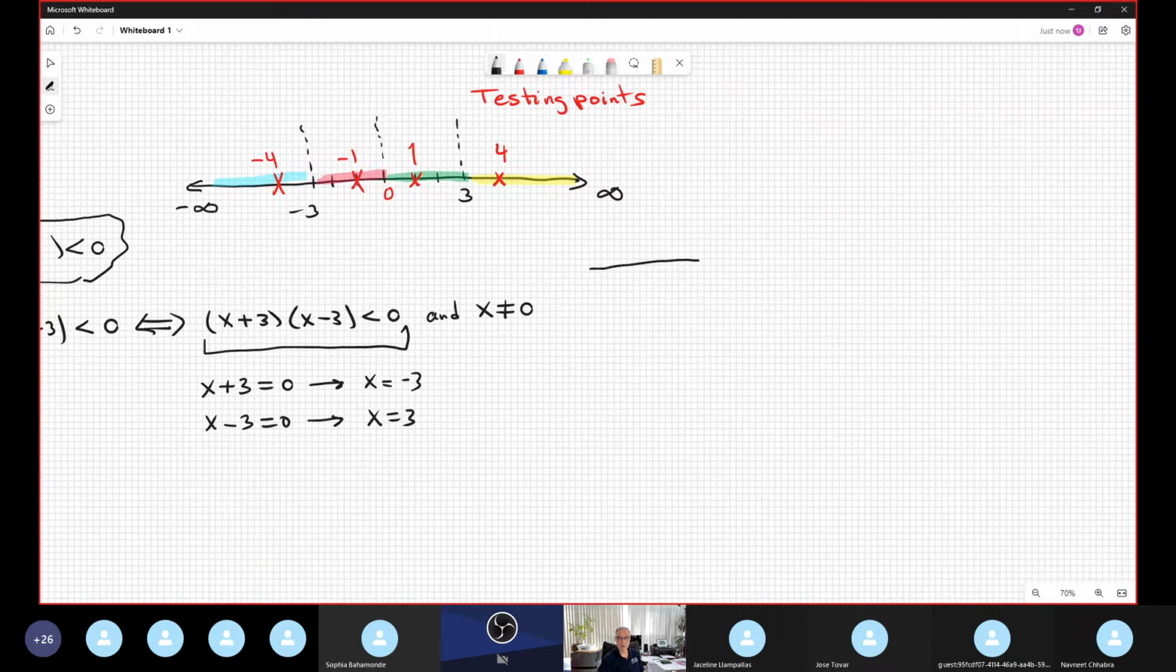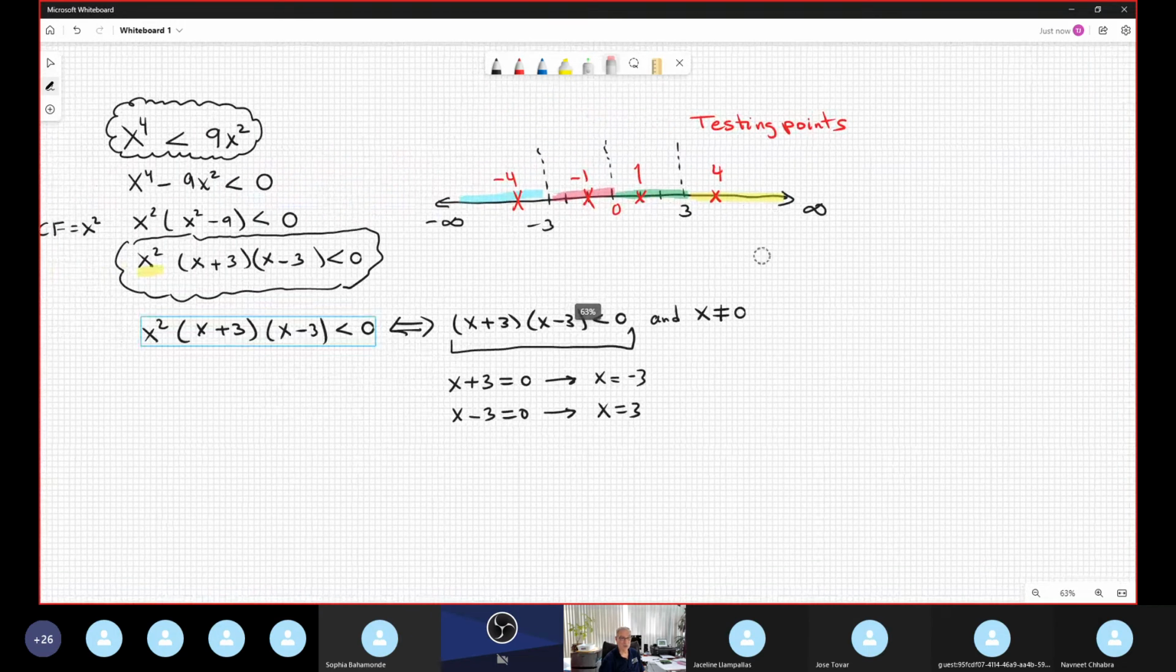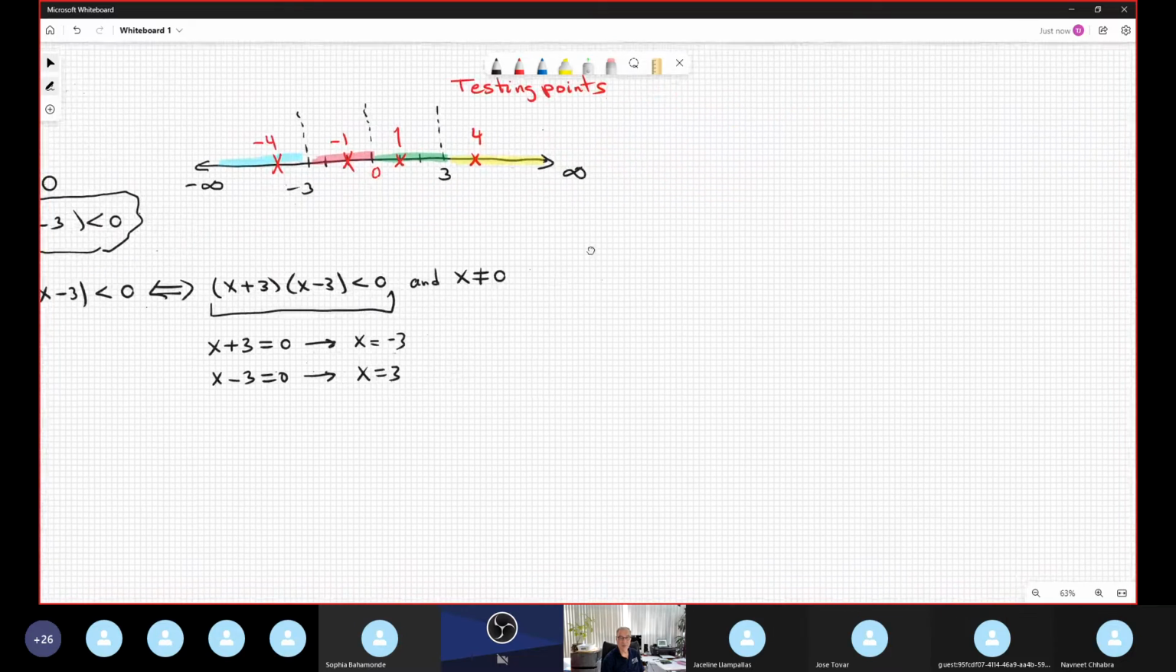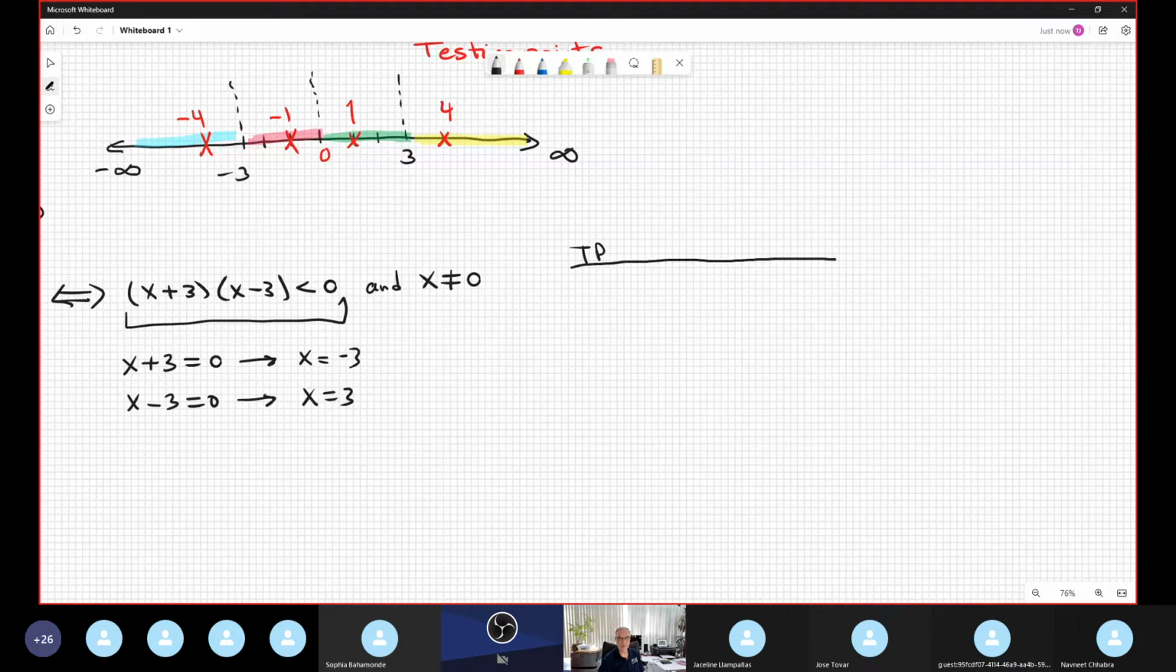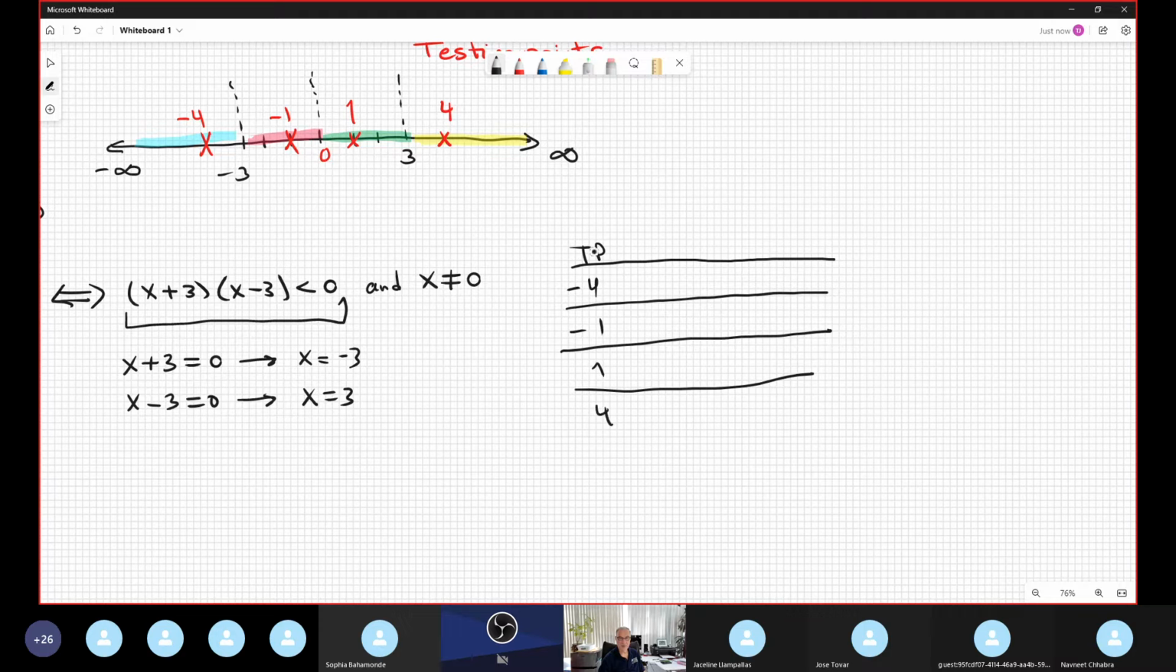Do you create the table or not? We're going directly to the original inequality, enclosed in the box. Of course, the term x squared does not participate in the table. The testing points are, therefore, negative 1, positive 1, and positive 1. However, in the table I include only x plus 3 and x minus 3, because I know very well that at 0 we have a hole. I don't need to consider this at all.